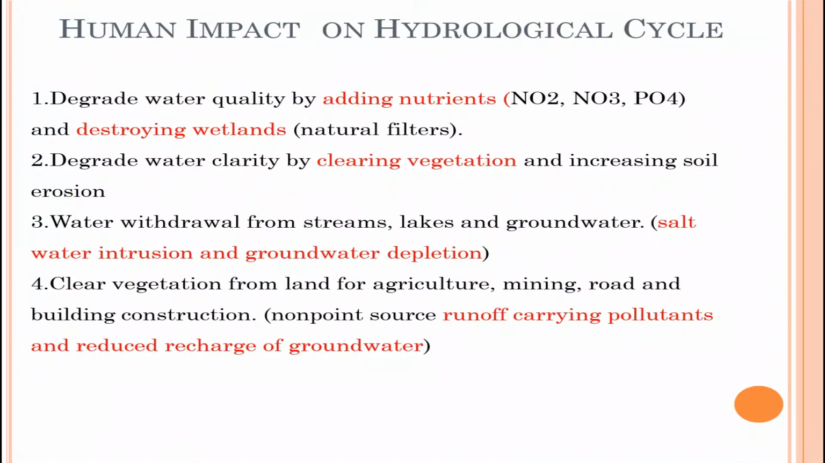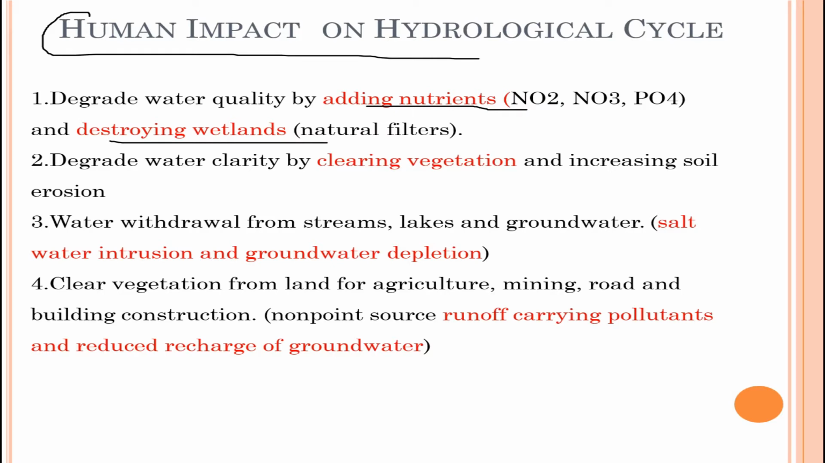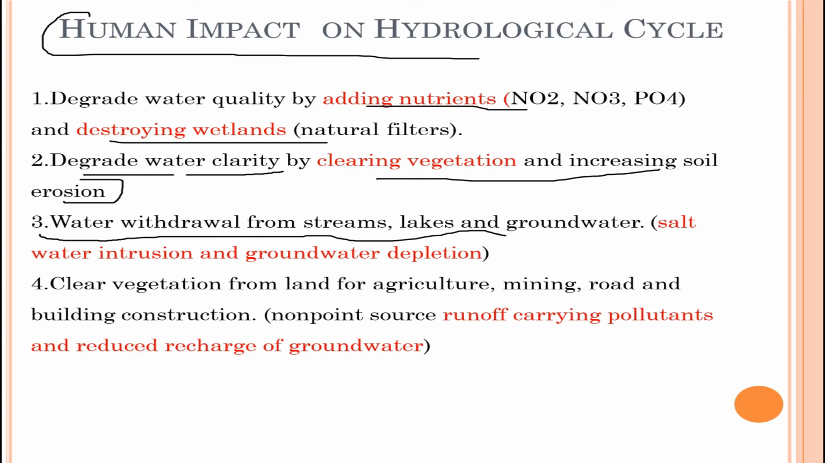Moving on, let us discuss some of the human impacts on the hydrological cycle. The first point says that it degrades water quality by adding nutrients such as nitrates, nitrites and phosphates and destroying wetlands. The second point is that it degrades water clarity by clearing vegetation and increasing soil erosion. The third point is water withdrawal from streams, lakes and groundwater, which is due to salt water intrusion and groundwater depletion.